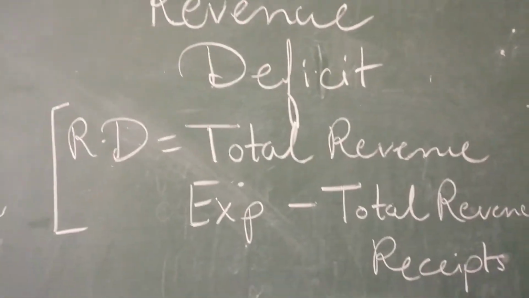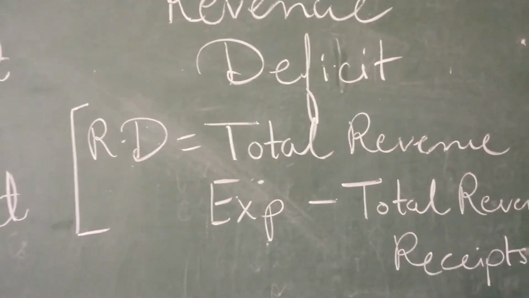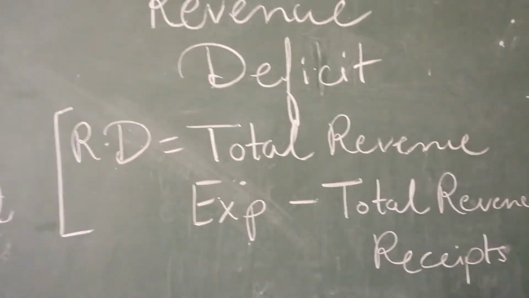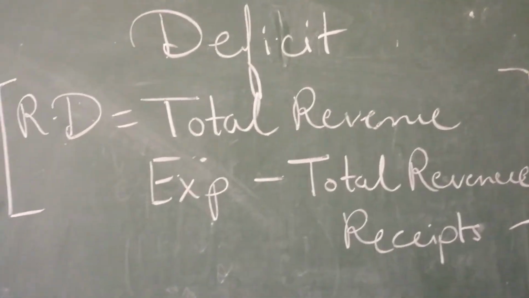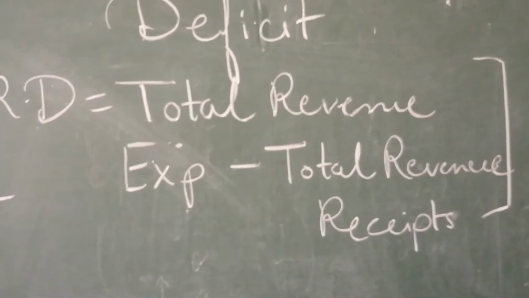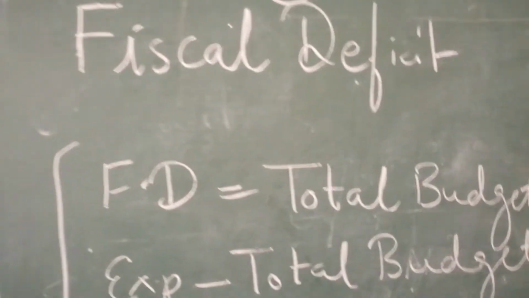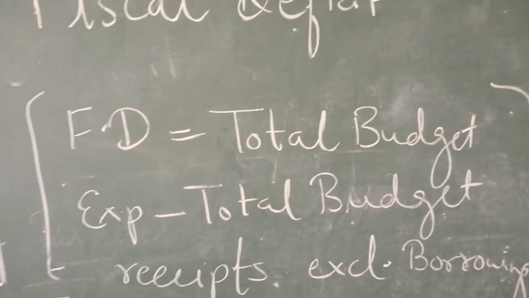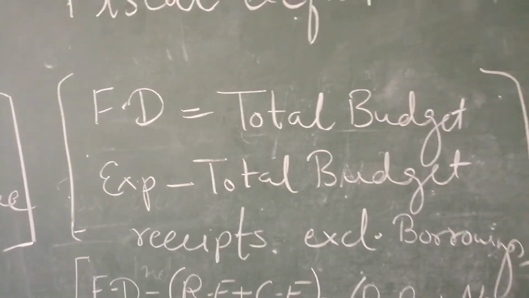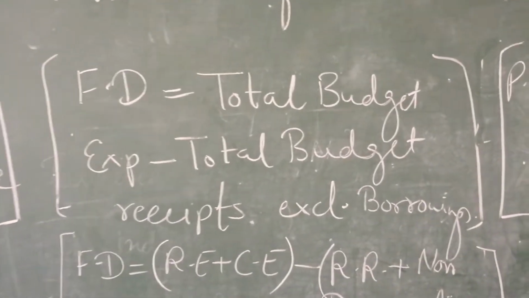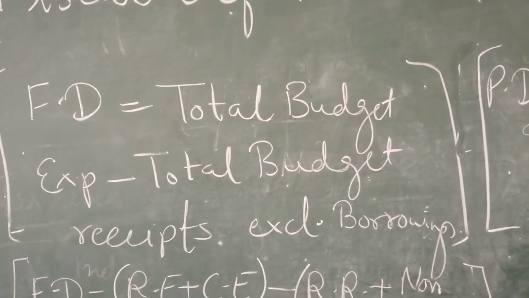You can note down in your registers: RD, that is revenue deficit, is equal to total revenue expenditure minus total revenue receipts, whereas fiscal deficit is equal to total budgetary expenditure minus total budgetary receipts excluding borrowings.